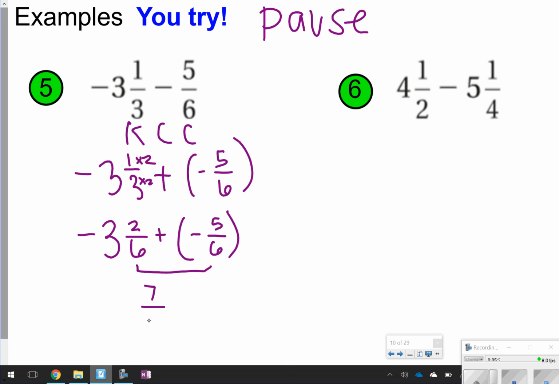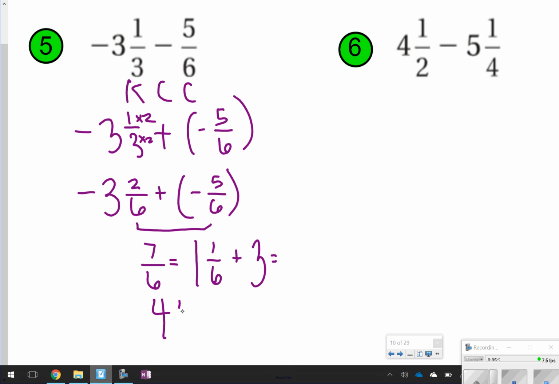Oops. That's an improper fraction, and I need my answer to be a mixed number, so I'm going to go and change that to 1 and 1/6. And then I notice I have a 3 still, so I'm going to have to add a 3 to that, which will give me, scoot this down, 4 and 1/6, and I'm going to keep the negative because both of them are negative, so same sign, add and keep the negative.